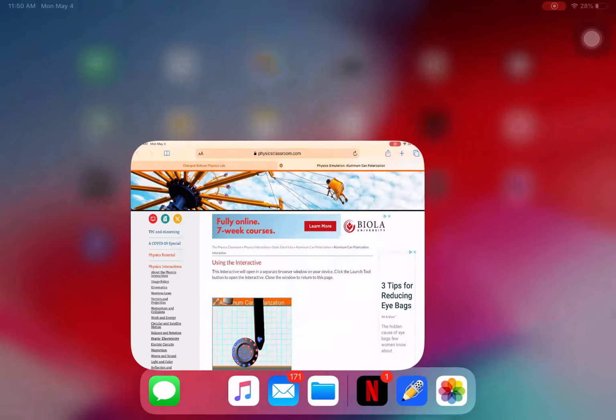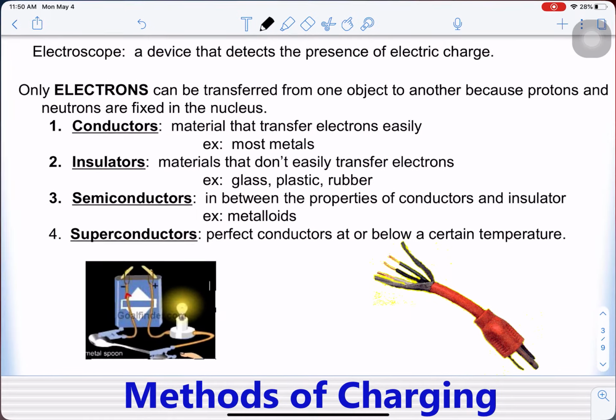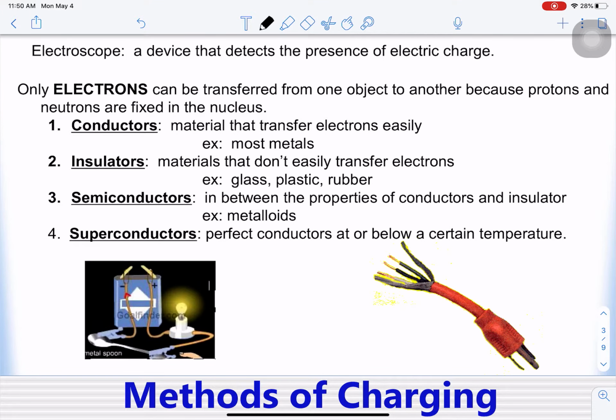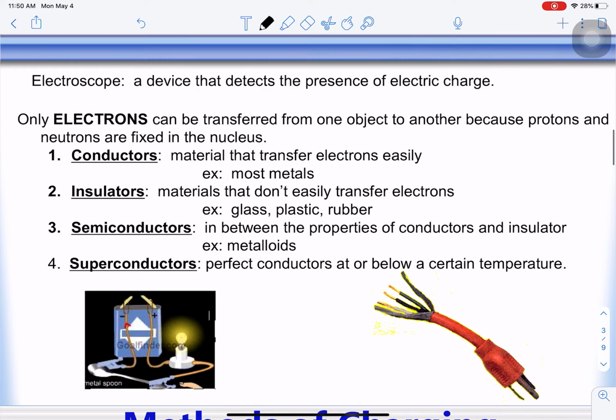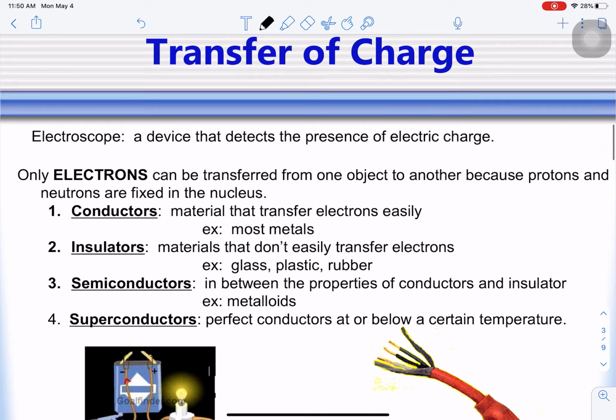Okay. Now, let's go back to our PowerPoint presentation. So, here are some definitions for you guys to get down. An electroscope is a device that detects the presence of an electrical charge. You can Google this and go through videos if you'd like. There are so many different examples if you want to see what it looks like, but it just detects the presence of electric charge.